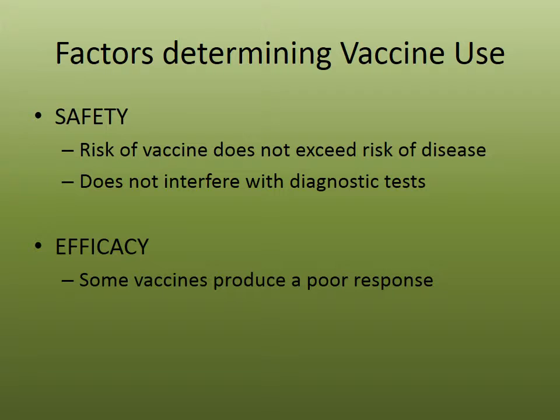The second factor that determines when we use a vaccine is efficacy. Some vaccines produce a poor response. Again, I would say FIV does not produce a great response. There are several vaccines out there that really don't produce a great response, and so really we're introducing something into the animal that may not even work. So in a lot of cases, probably not the best thing to do, right?